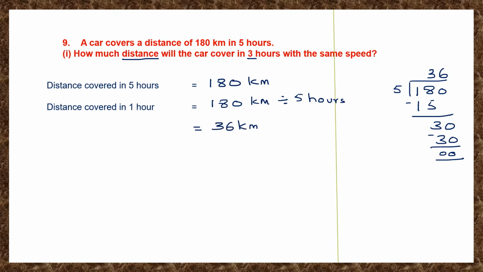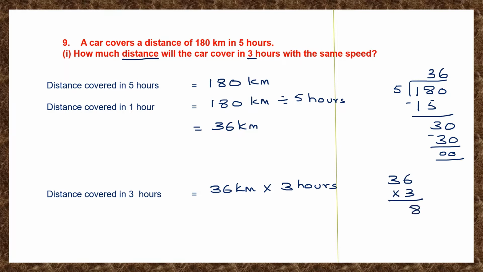Now we can easily find the distance it will cover in 3 hours. Distance covered in 3 hours will be distance covered in 1 hour times 3 hours. When you multiply this, you will know how many kilometers it has covered. So let's multiply 36 into 3. 3 sixes are 18, carry 1. 3 threes are 9, plus 1, 10. 108. So the distance covered by the car in 3 hours is 108 kilometers.